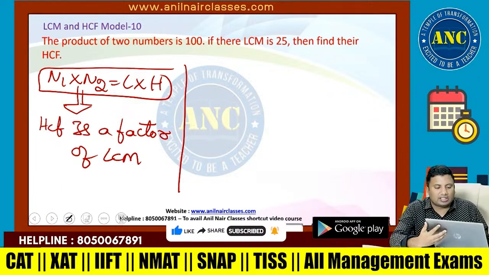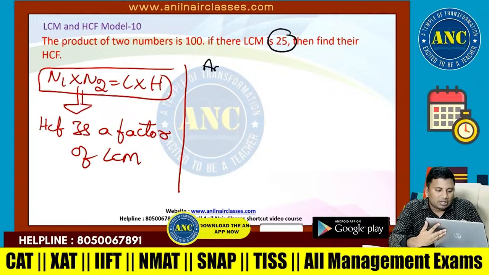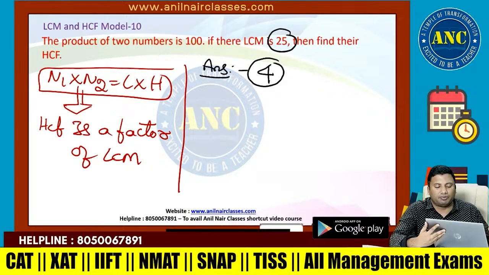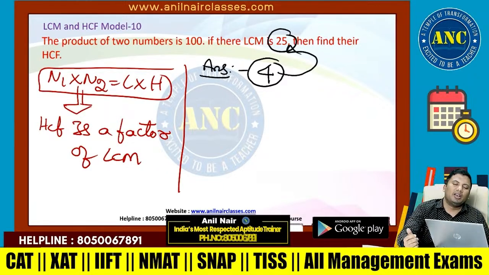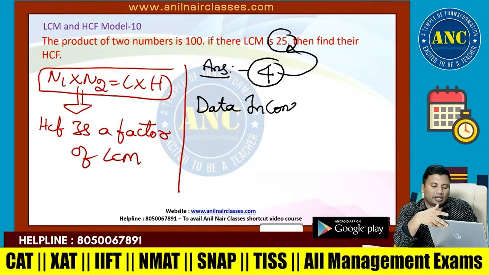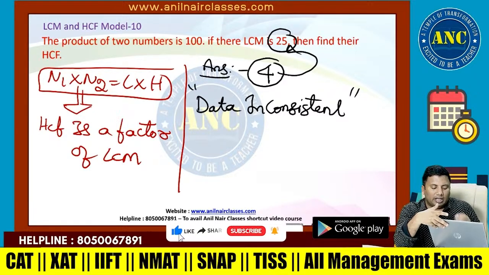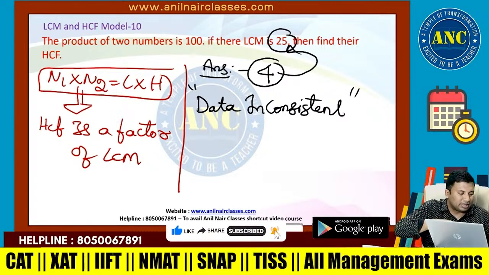Then what is the answer for this question? The LCM is 25. Some students who are very poor in mathematics might say the answer is 4. But 4 is not a factor of 25. The answer for this question is data inconsistent. What do you mean by data inconsistent?